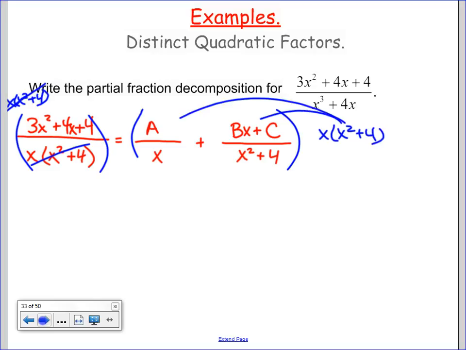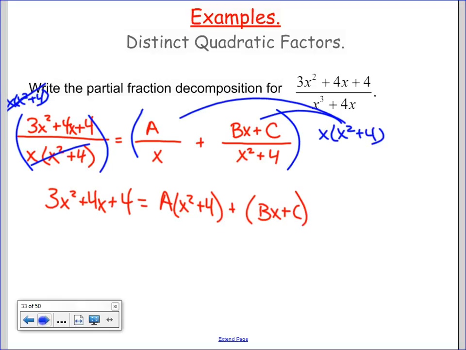Right? So, he's dead. I have 3x squared. A, x's cancel. x squared plus 4. Oh, bummer. You see it? bx plus c is going to have to be times x squared plus 4 cancel. x is left.